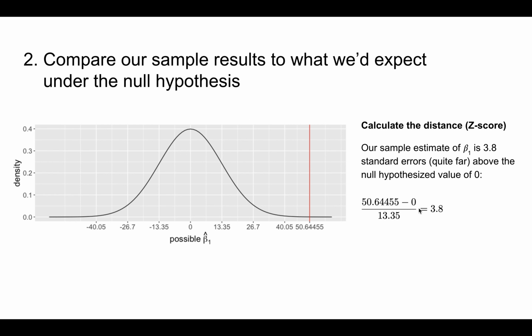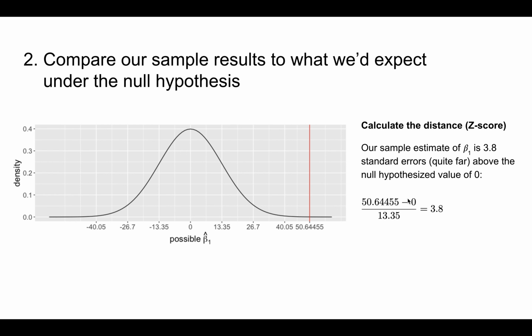Here, by subtracting 0, the hypothesized value, from our sample estimate of 50.64455 and dividing by our standard error of roughly 13.35, we calculate that our sample estimate of beta 1 is 3.8 standard errors above 0. By the 68-95-99.7 rule, we know that 3.8 standard errors is quite far.